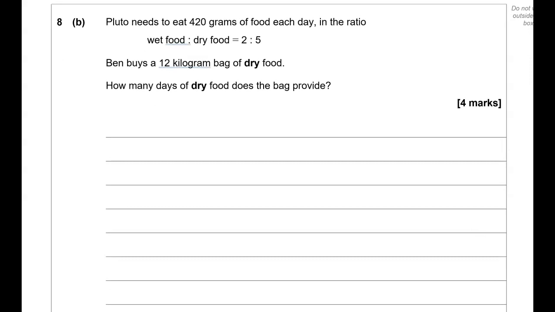Pluto needs to eat 420 grams of food each day in the ratio of wet food to dry food being 2 to 5. Ben buys a 12 kilogram bag of dry food. How many days of dry food does the bag provide? So the ratio of wet to dry food is 2 to 5, and we've got 7 units in total. That means Pluto needs to eat 420 grams each day of the food.